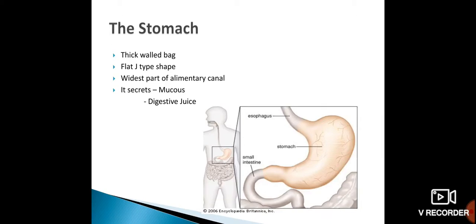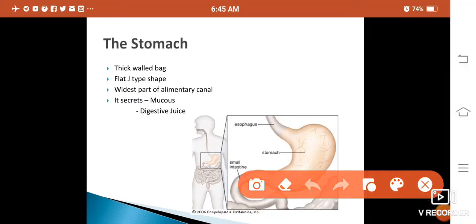So the stomach has a bag-like structure, J-type shape, you can say a J is formed here, and it is the widest part of the alimentary canal. It secretes mucus, as I told you.